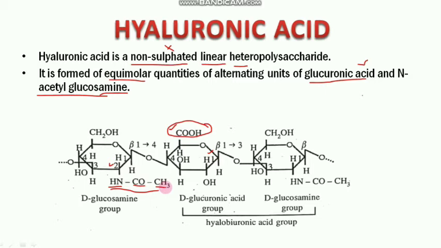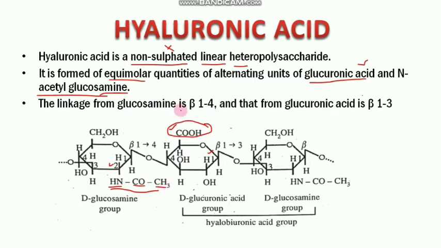So how are these two components linked? The linkage from glucosamine is beta-1,4. That means the first carbon of beta N-acetyl glucosamine is linked with the fourth carbon of beta glucuronic acid. And the linkage from glucuronic acid is beta-1,3. That means the first carbon of beta glucuronic acid is linked with the third carbon of beta N-acetyl glucosamine. So that's about the structural features of hyaluronic acid.